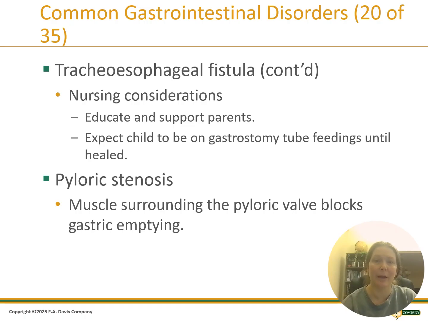Okay, next we're going to talk about pyloric stenosis. This is where we have hypertrophy of the muscle surrounding our pyloric valve, causing an obstruction of gastric emptying into our duodenum. This is most commonly seen in infants around 2 to 8 weeks, and it's more common in males. We have that progressive narrowing from the hypertrophy, and then our stomach can't empty.